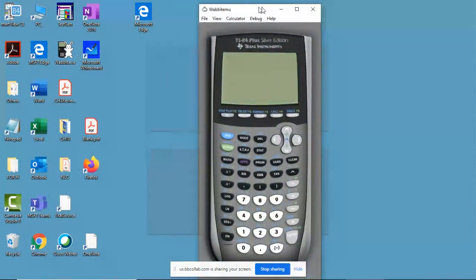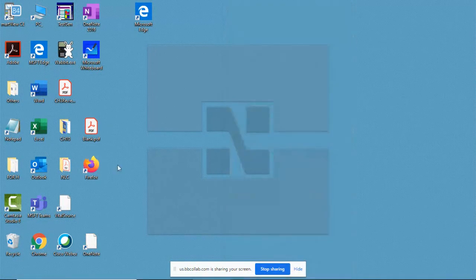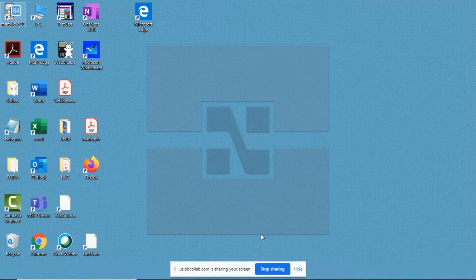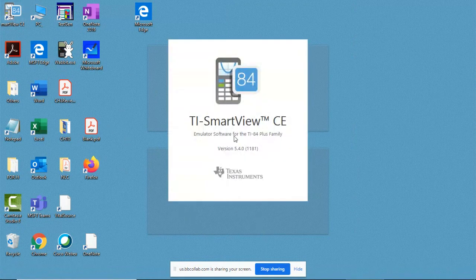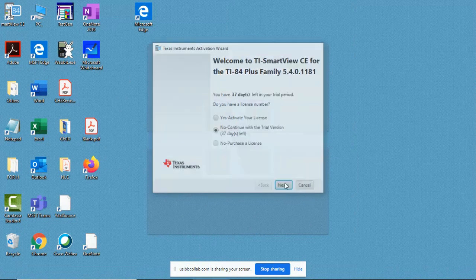All right, so that is the TI-83, 84. That is this one, the zip file. It will look similar to this. The subscription from the TI company is the newest version, and it will look something like that. It will tell you that you can continue with the trial version.